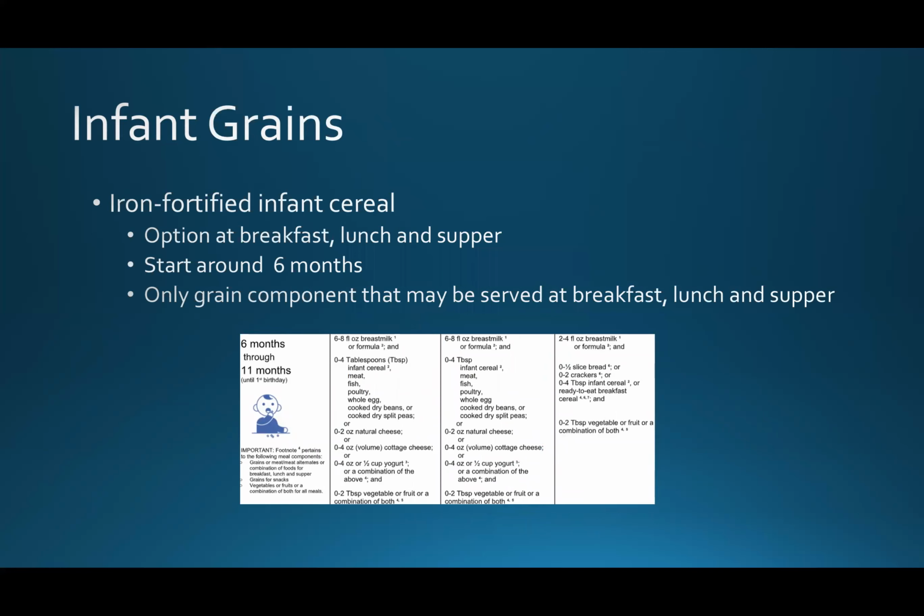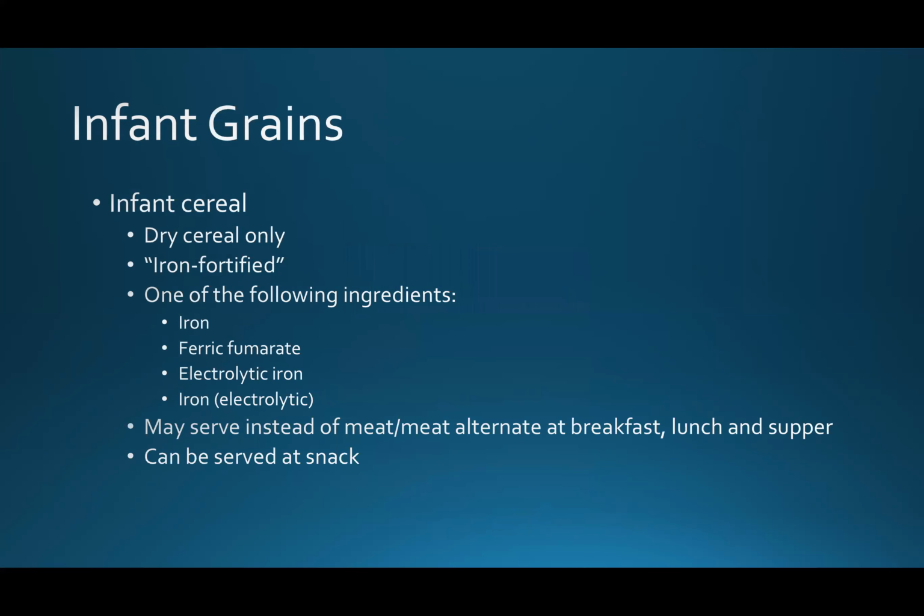Iron-fortified infant cereal may be served at breakfast, lunch, and supper, starting around 6 months when the parent indicates the infant is developmentally ready. Infant cereal is the only grain food that fulfills an infant meal component requirement at breakfast, lunch, and supper. Infant cereal includes only dry cereal. Iron fortified should appear on the package, and any of the following should appear in the ingredient list: iron, ferric fumarate, electrolytic iron, or iron electrolytic.